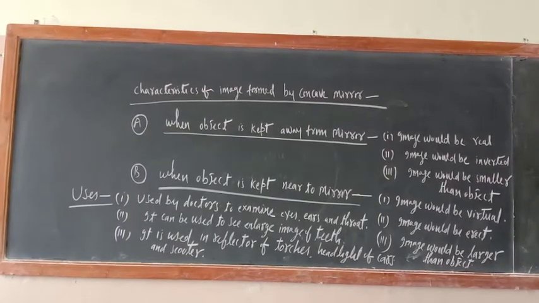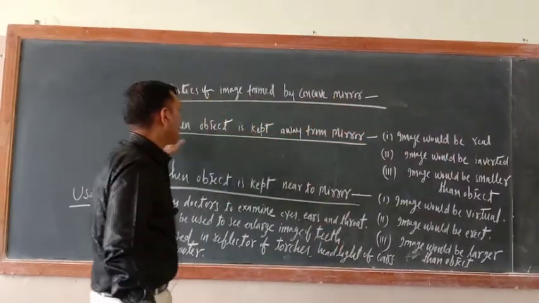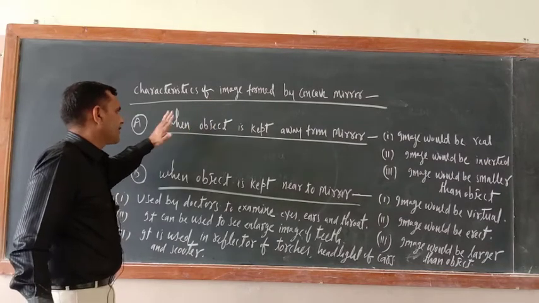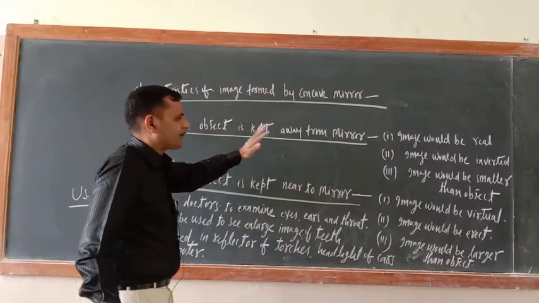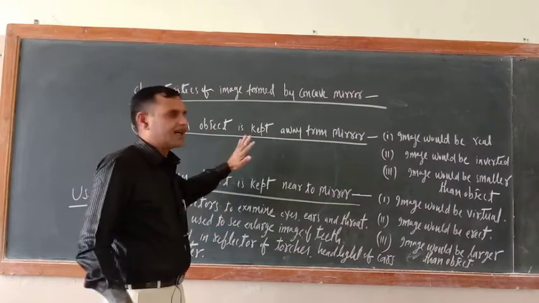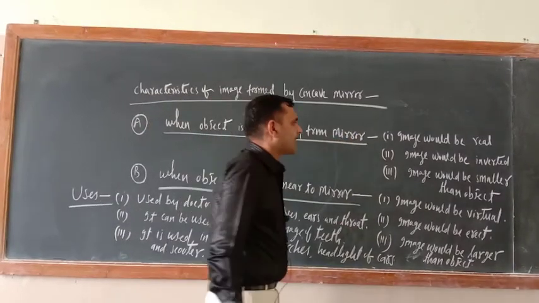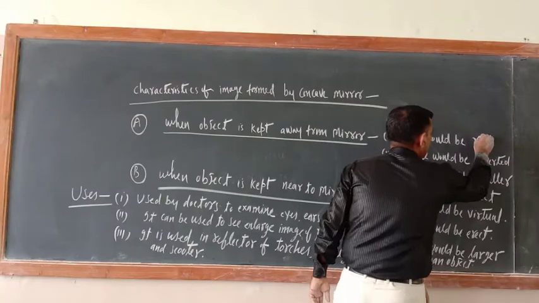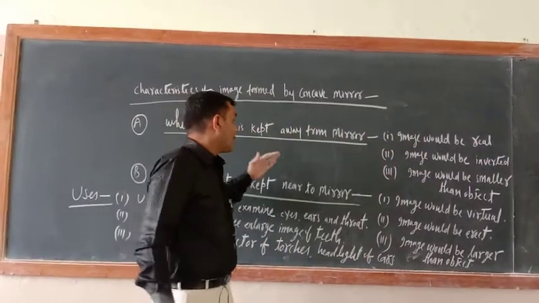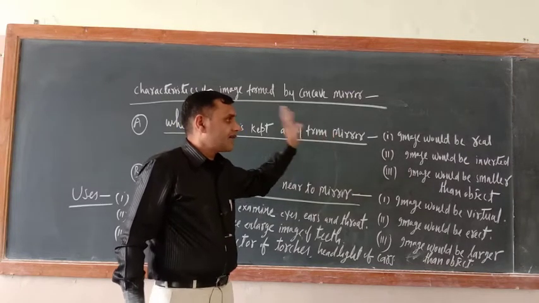So now just see. The arrangement of the activity I have already shown you. Now just see, two conditions would be there. Characteristics of image formed by concave mirror. When the object, the burning candle, is kept away from the mirror, what kind of image would be formed? The image would be real. What is the meaning of real image? The image which is formed on the screen is known as real. So if you keep the burning candle away from the mirror, a real image would form.